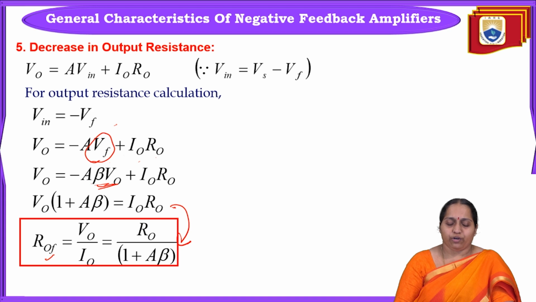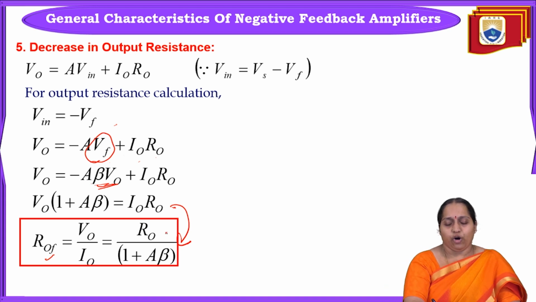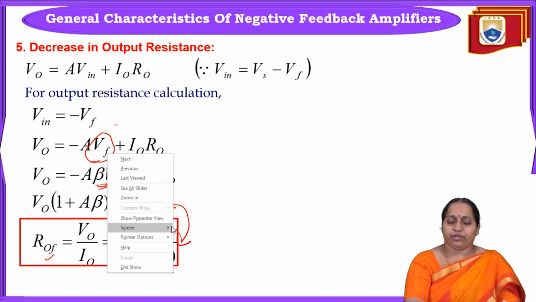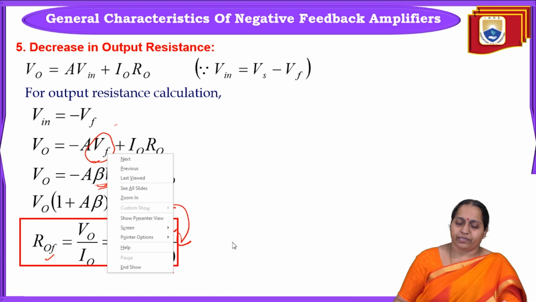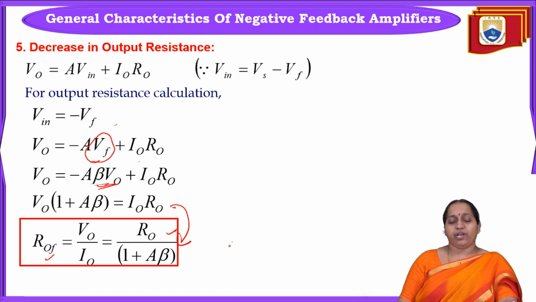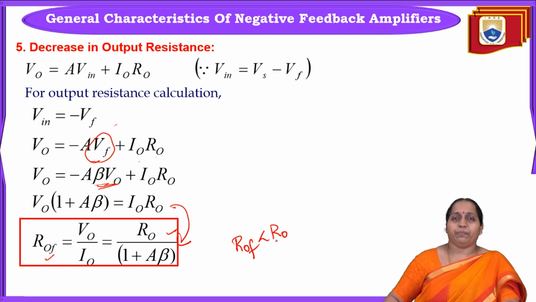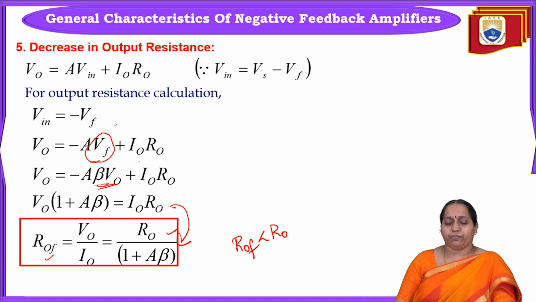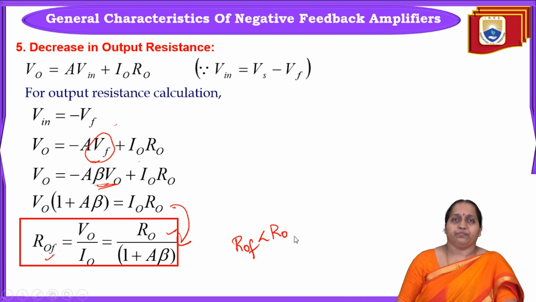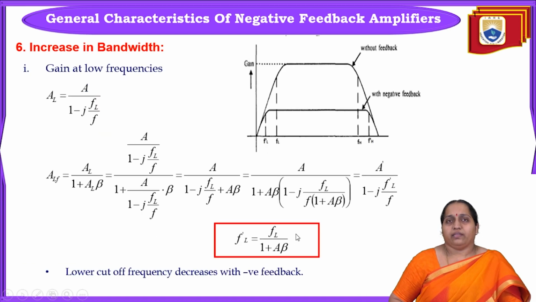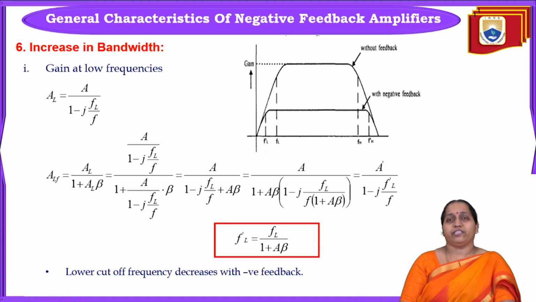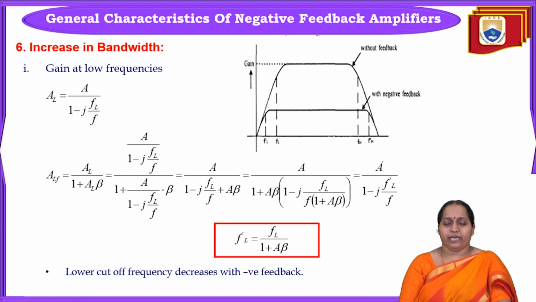So R0F, output impedance with feedback, is equal to output impedance without feedback divided by a factor greater than 1. When you're dividing something by a number greater than 1, definitely the overall result will reduce. So R0F is less than R0. Output impedance with feedback is less than output impedance without feedback. Then the last one, we shall see how the bandwidth increases by using negative feedback amplifier.